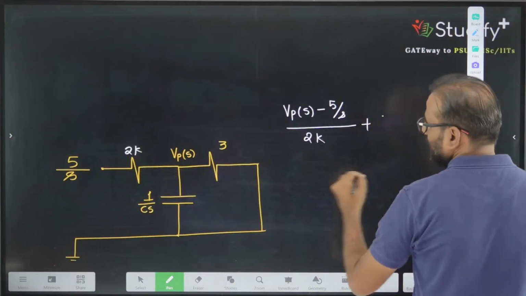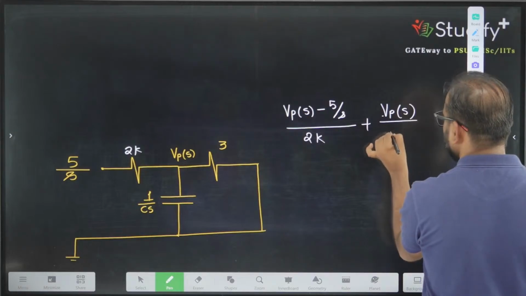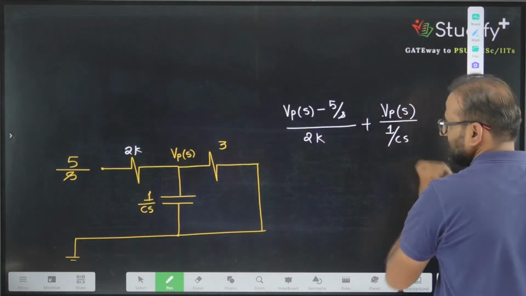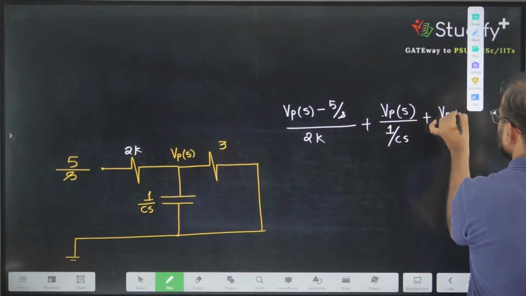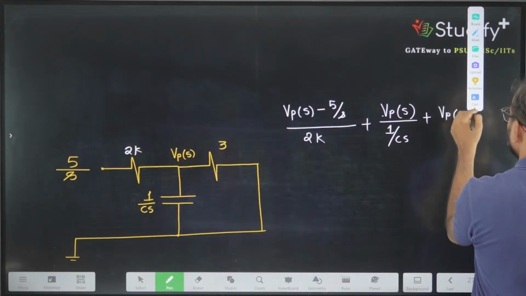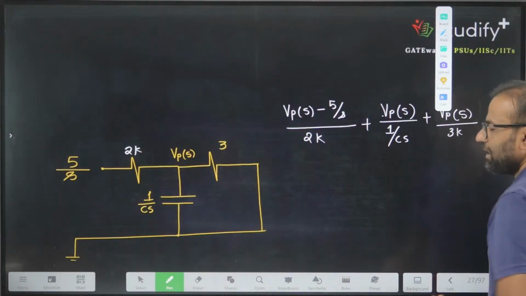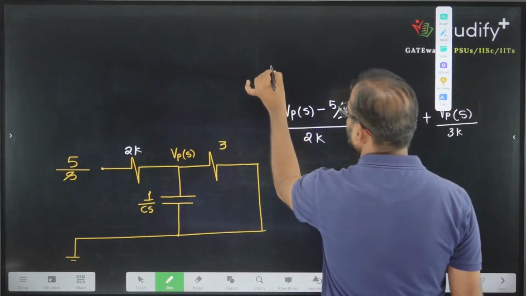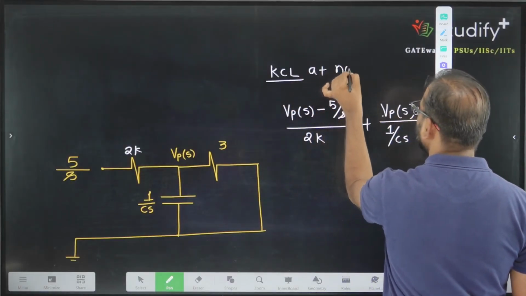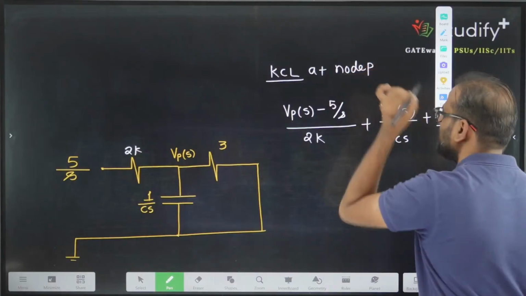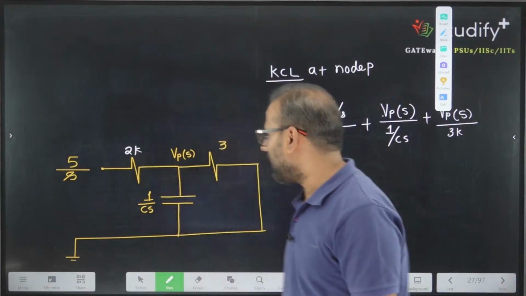This current is Vp of S divided by 1 by CS. And the current in this branch is Vp of S divided by 3K. Take care of the unit also. This is the KCL at node P. So take Vp one side and the remaining value one side, and you will get the answer for Vp.